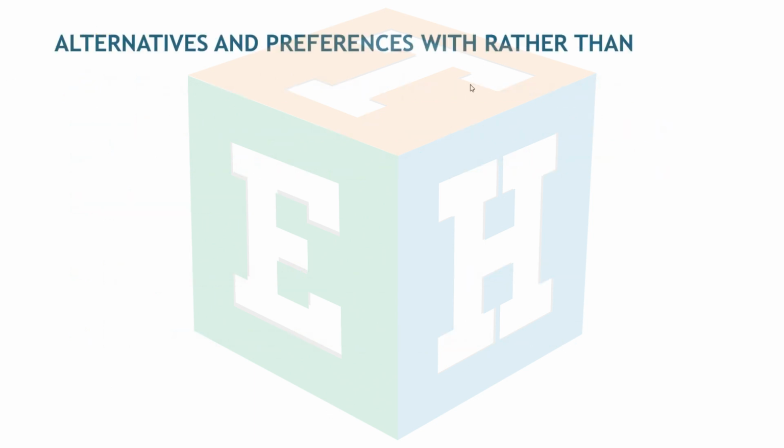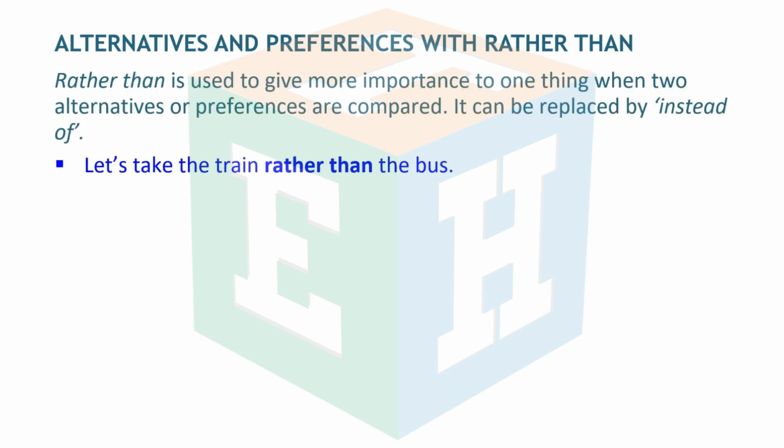Alternatives and preferences with rather than. Rather than is used to give more importance to one thing when two alternatives or preferences are compared. It can be replaced by instead of.